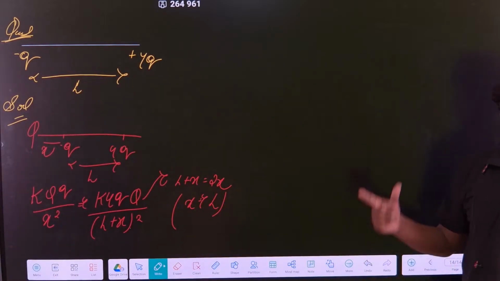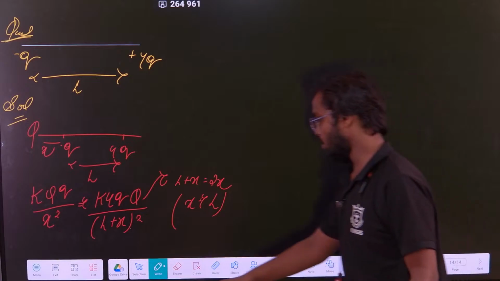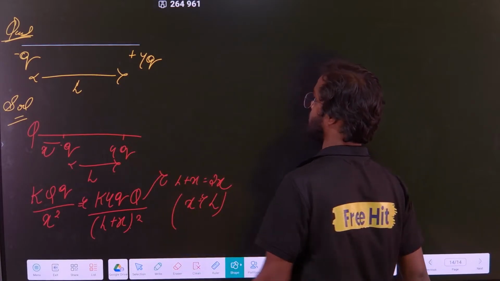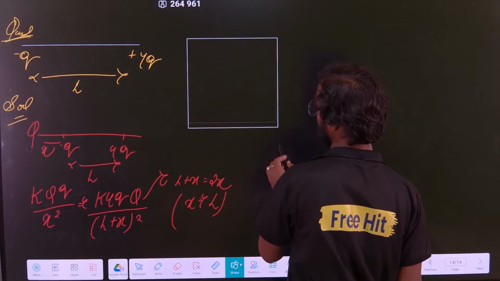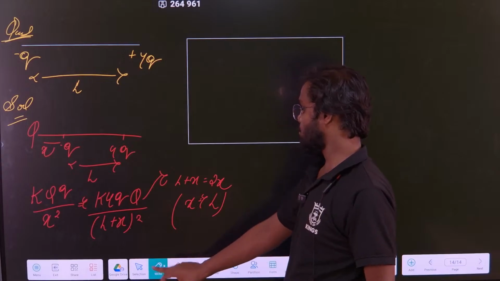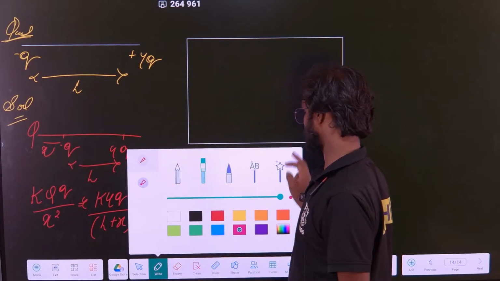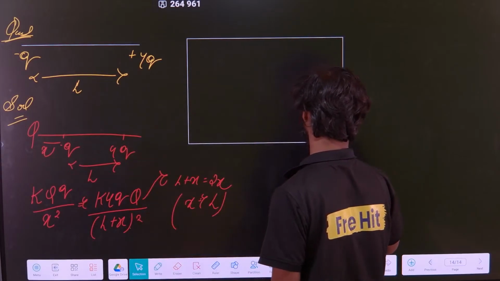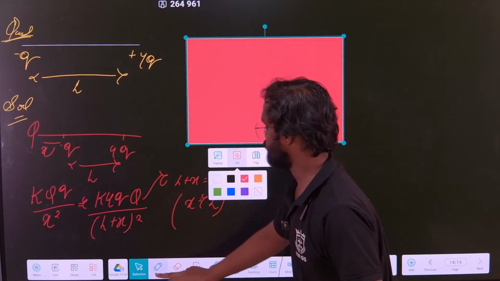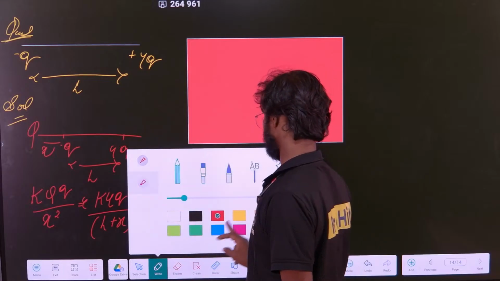So can you tell some conclusion from here, like what is the another conclusion we are getting? See, from here also we are getting one more conclusion. If you are able to understand, we are getting one more conclusion. What is that one more conclusion? Let us see.